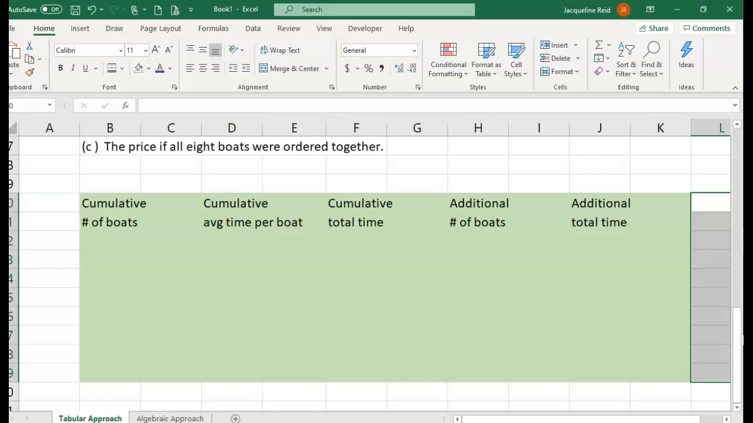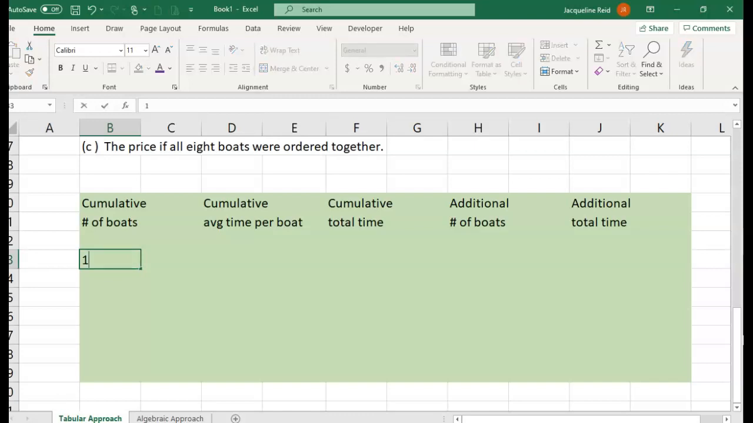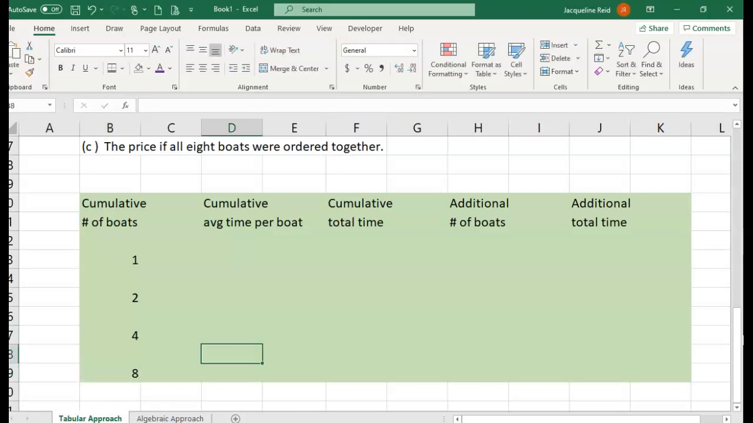Let's start with our first column, in column B. The heading cumulative number of boats means that for each of the options or the rows that I'm going to create, I keep adding on more and more boats, hence the word cumulative. So I'm starting out with the first boat that they're going to make. Then I'm going to double it. 1 multiplied by 2 is 2 boats. Then I'm going to double it, 4 boats. Then I'm going to double it, 8 boats. So notice that I have been doubling the output of boats.